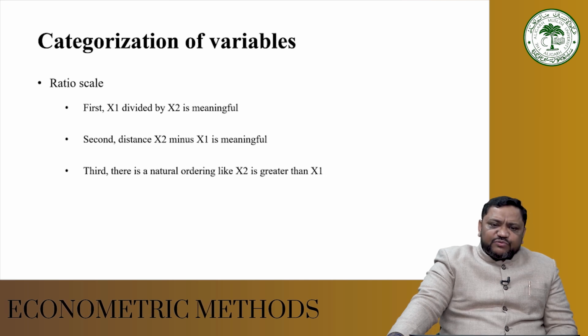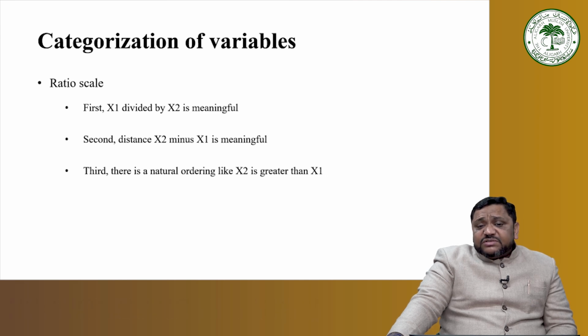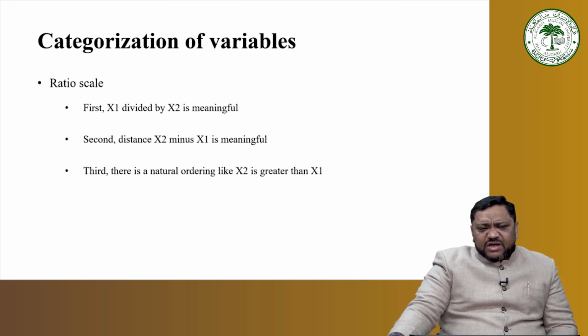First, x1 divided by x2 is meaningful. Second, the distance, that is x2 minus x1, is again meaningful. Third, there is a natural ordering, like x2 is greater than x1. A ratio scale features an absolute zero point. A common example of ratio scales are the macroeconomic variables like GDP and so on.